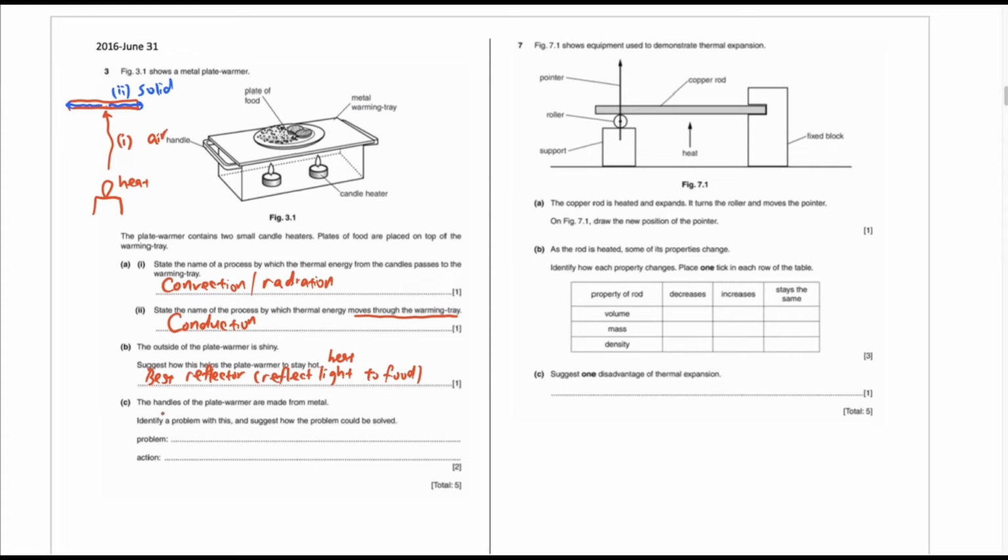The handles of the plate warmer are made from metal. So this part is made of metal. Identify a problem with this and suggest how the problem could be solved. So the problem is the handle will become hot. We don't want the handle to be hot. It's useless, we want the food to be hot. The handle getting hot is not necessary. So the problem is the handles become hot. The heat energy goes to the wrong place at the end. We want the heat energy to come here. We don't want it to be there. So how do we overcome this? Use an insulator.